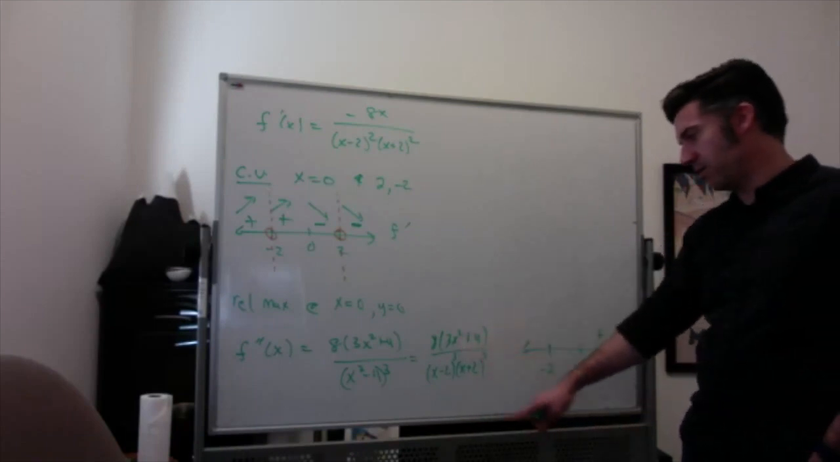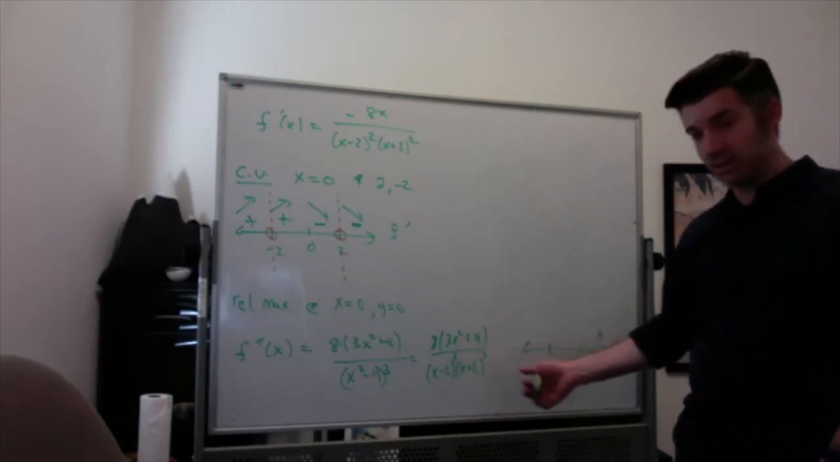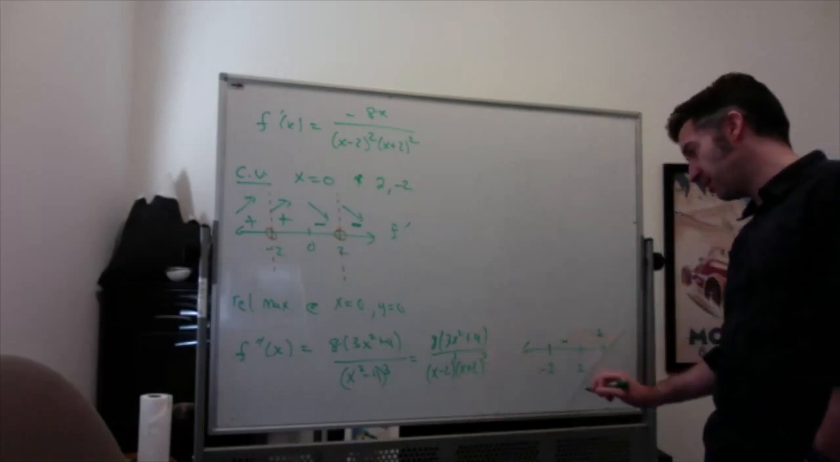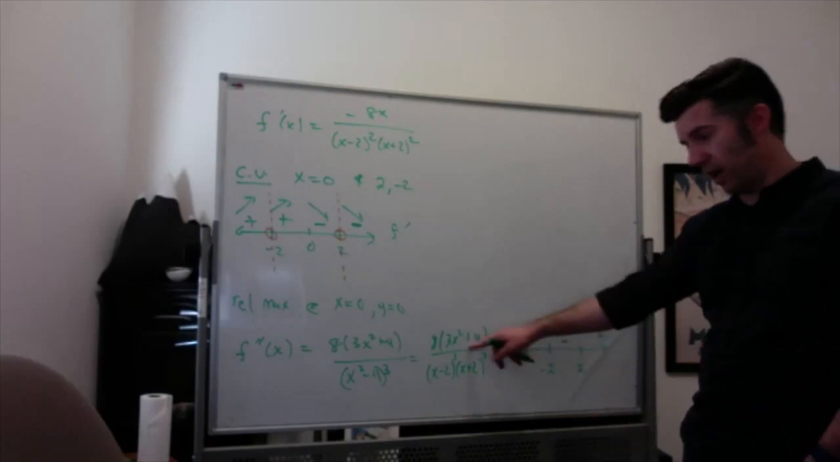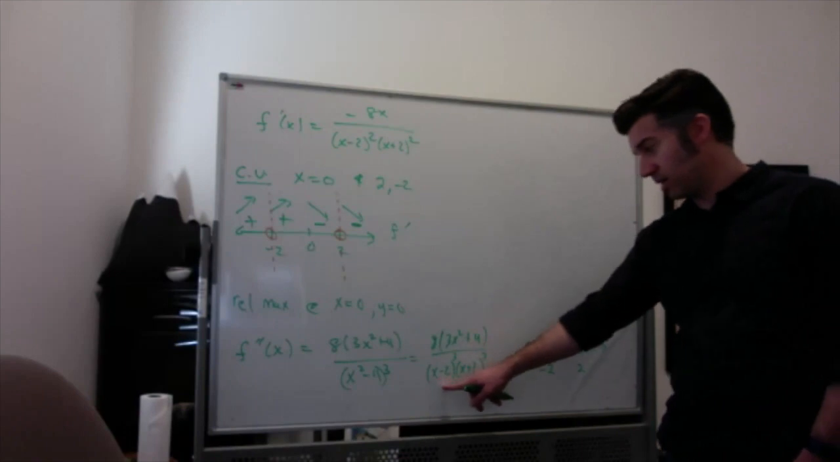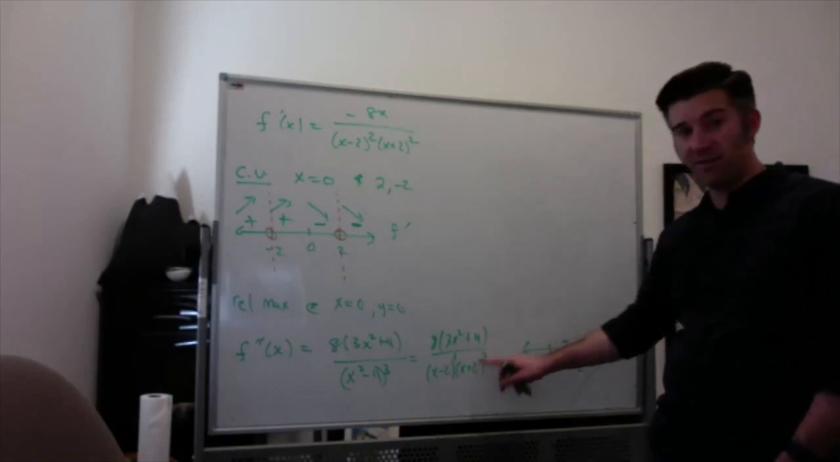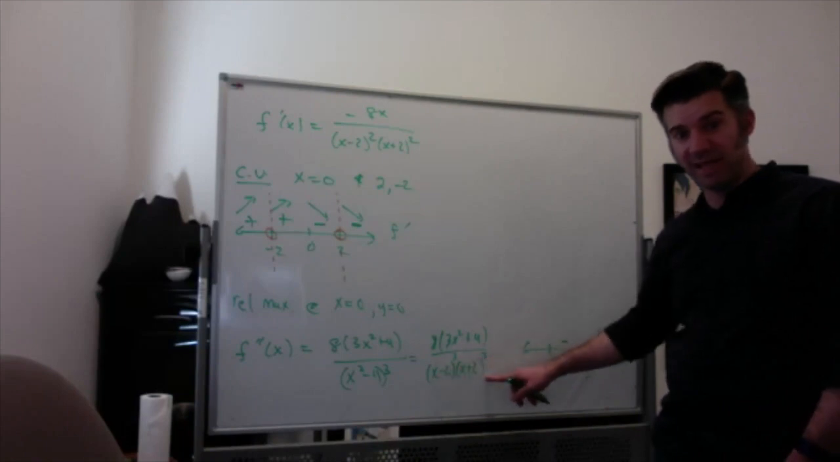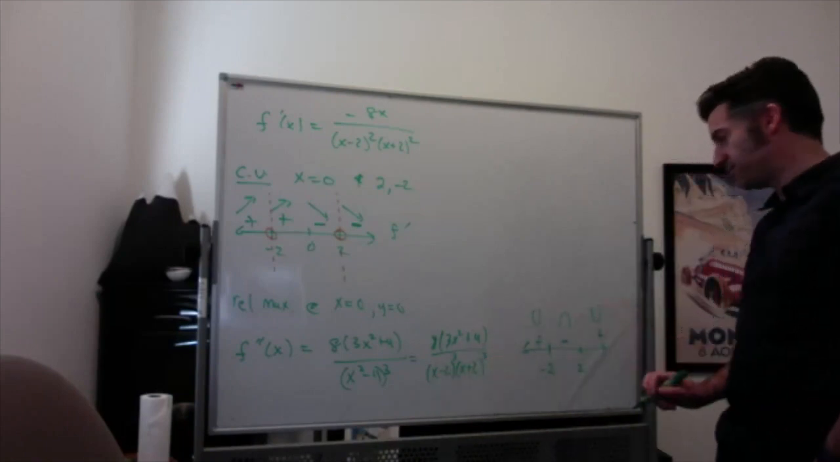Pick a number between them, like 0. The top's positive. 0 minus 2 to the third is negative. 0 plus 2 to the third is positive. So it's going to be negative here. And then finally, pick a number less than negative 2, like negative 3. Top's still positive. Negative 3 minus 2 is negative. Cubed is still negative. Negative 3 plus 2 is negative. Cubed is still negative. Negative times negative is positive. So it's concave up, concave down, concave up.